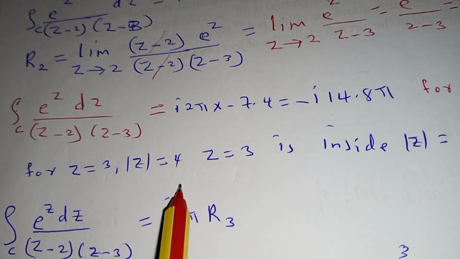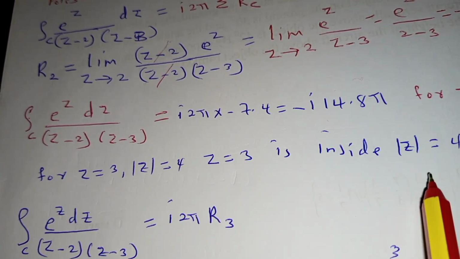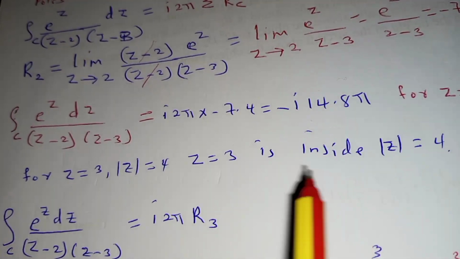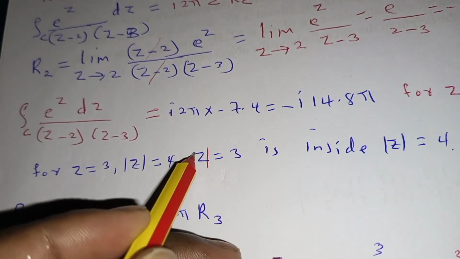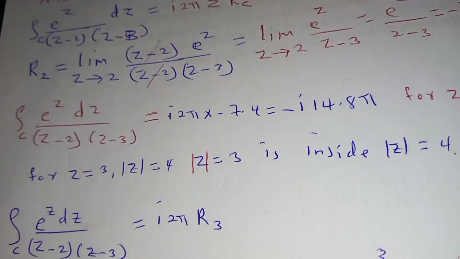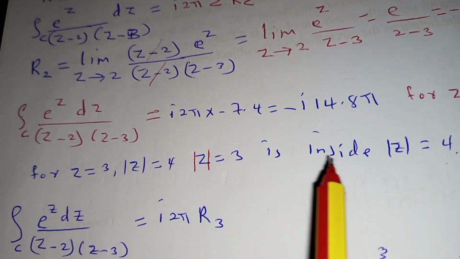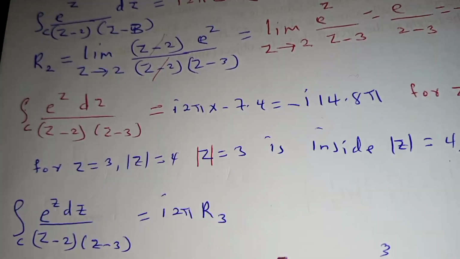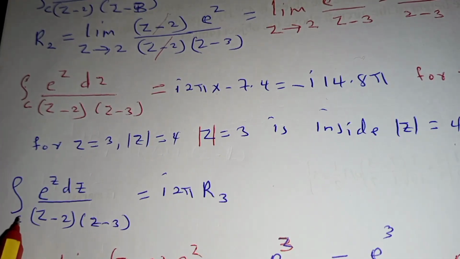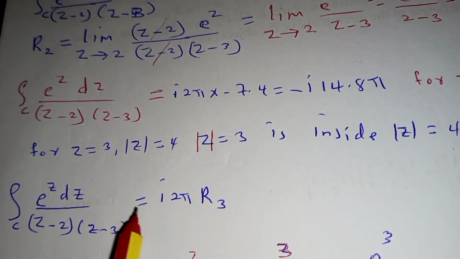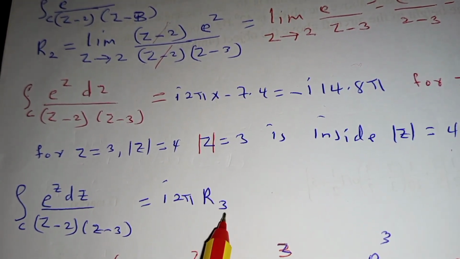In the second case, we can clearly see that z is equal to 3 is inside this circle because the modulus of z here will give you 3, and clearly 3 is less than 4, so it is inside. That pole is inside. Then by Cauchy integral, the integral of this complex line integral will be given by I 2 pi times the residue at 3. 3 is the pole.